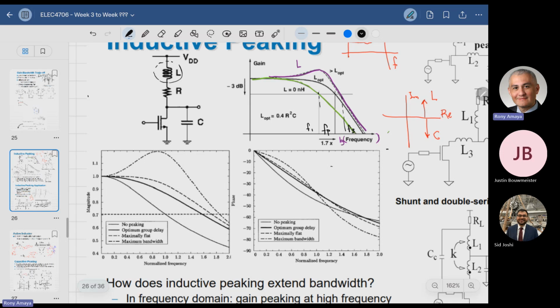Why do I care about L off? Isn't the purpose to have bandwidth? We want peaking, but not too much peaking. Why? It will resonate for sure, but it's not the main reason in an optical system.